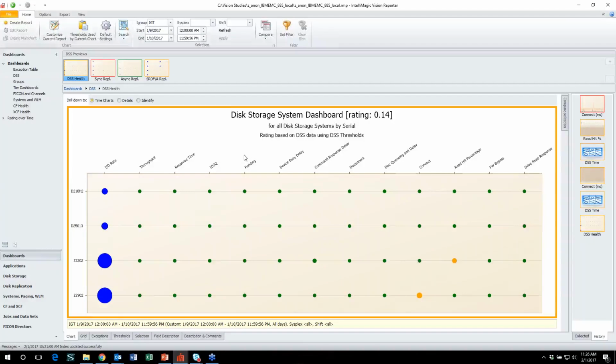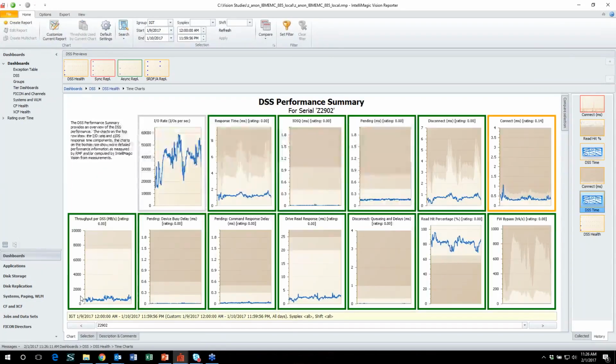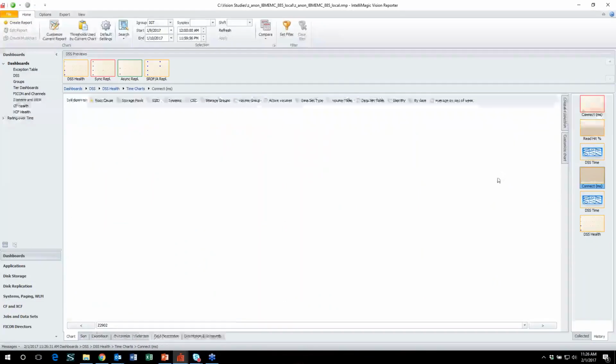So from here, we're going to drill down, and we're going to show you a multi-chart for one of the storage systems. All you have to do is click on one of the storage systems, and you get this multi-chart. So now all those key metrics that we were looking at before are now in chart form. And in this case, maybe the connect time is the one we want to look at because that's the one that's yellow. So let's take a look at this particular multi-chart.